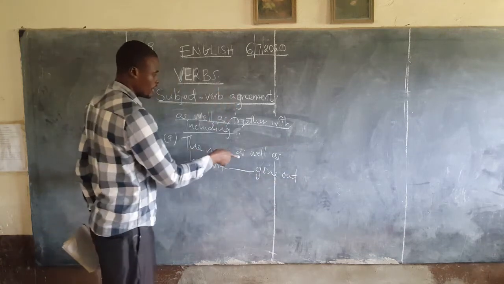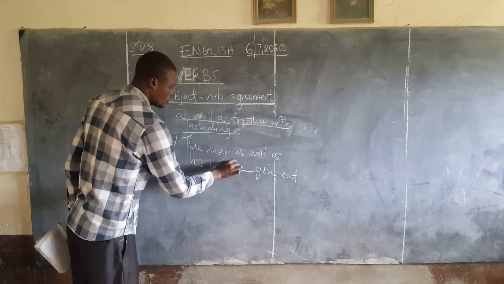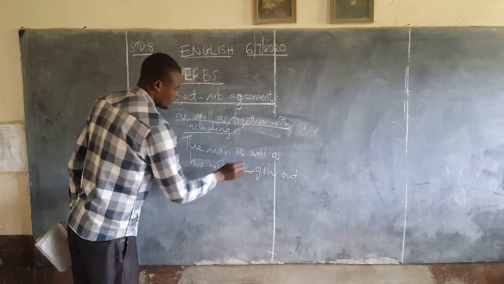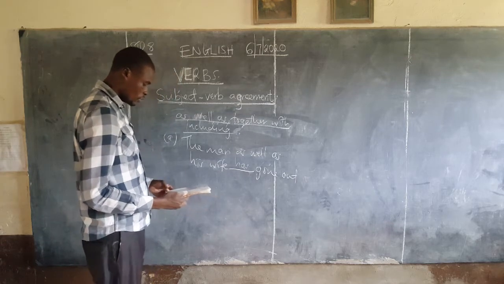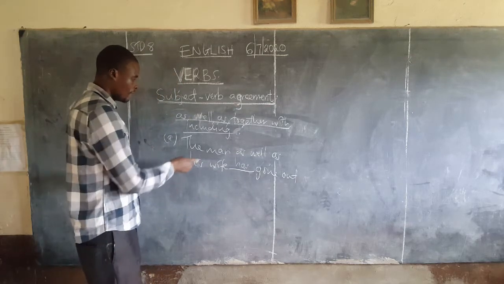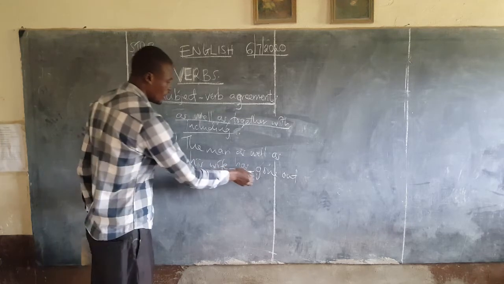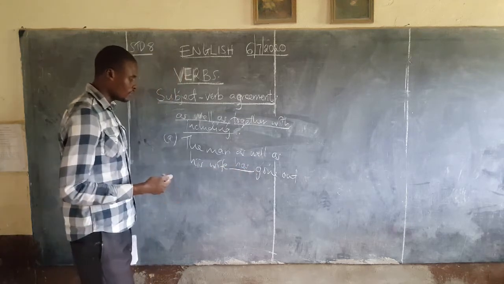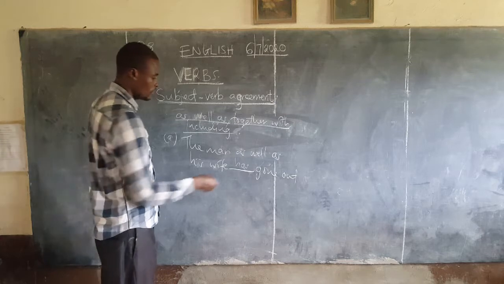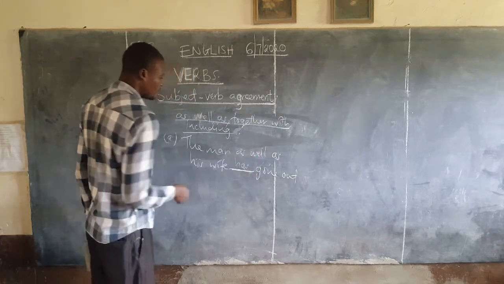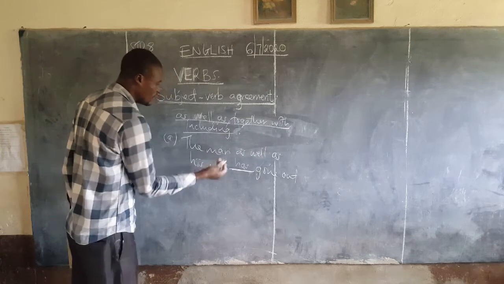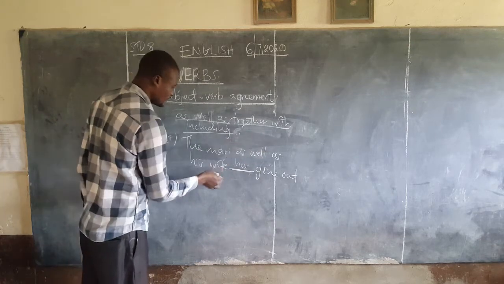The man as well as his wife. So we just take a singular one. The man as well as his wife has gone out. It also takes a singular verb. The man as well as his wife has gone out. Don't say the man as well as his wife have gone out. Don't put a plural verb in this level for it to agree with the subject, because we have mentioned them individually, the man as well as his wife.